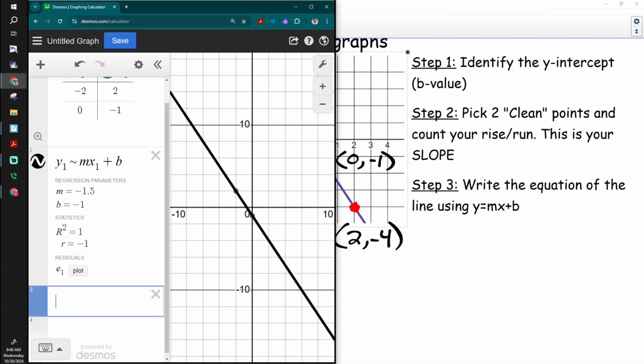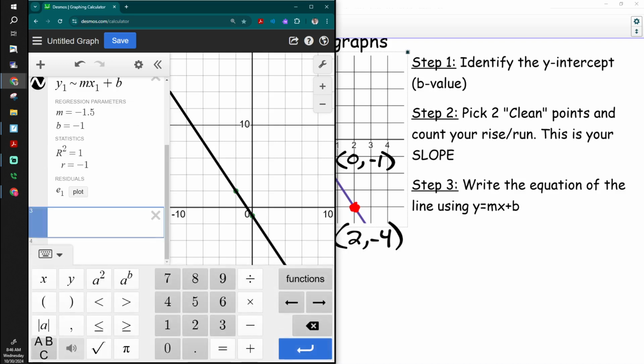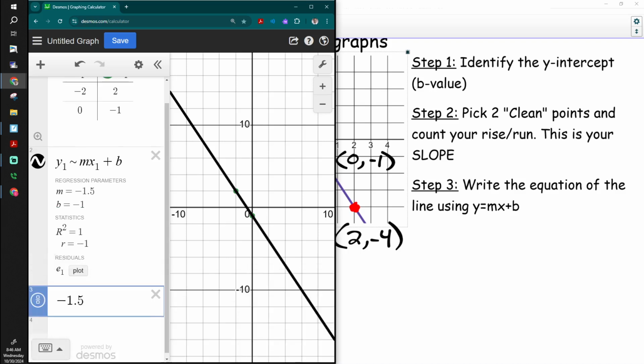So there's one issue here. Do we like when our slope is a decimal? So I can just pull up my keyboard, type in negative 1.5, and turn it into a fraction. So my slope, m, is negative 3/2. My b is negative 1. That's all I need. I can write my equation.